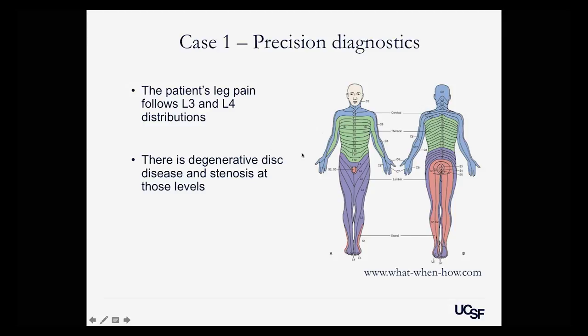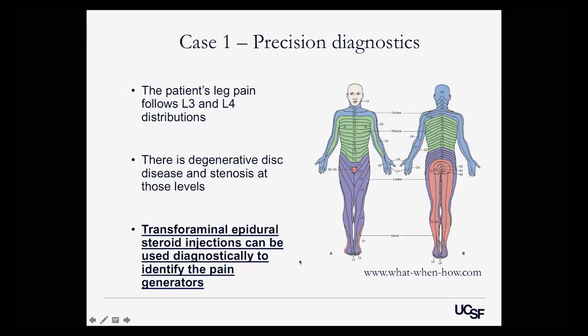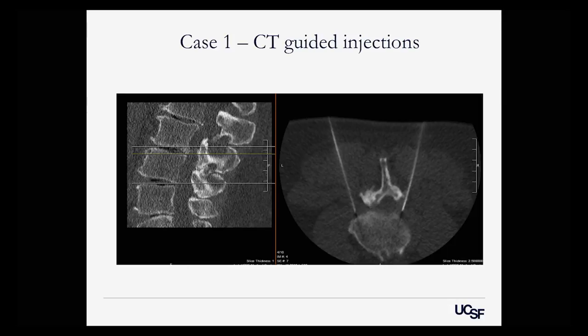This patient, again, based on this standard diagram of how nerves distribute themselves throughout the body, his pain follows an L3 and an L4 distribution in that it radiates down the front of his legs. And there is degenerative disc disease and stenosis at the L3 and L4 levels. In this case, similar to what Dr. Shah mentioned, I actually referred this patient to our neuroradiology colleagues to try some transforaminal epidural steroid injections at those two levels to determine if those were the pain generators. And that's what we did.